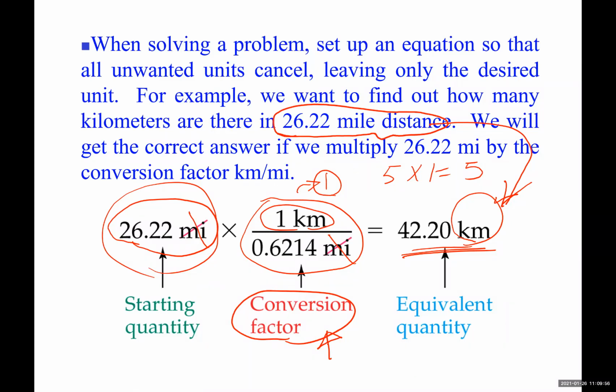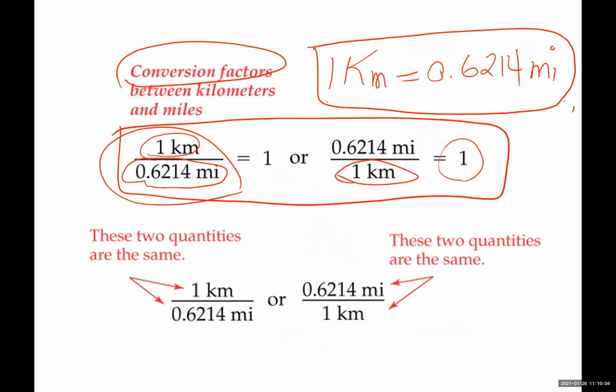How do you come up with a unit conversion factor? You look up the table. You come up with an equation like this. Use the equation to write two different conversion factors. Use the one which you need. You always need one of them. You don't need both of them.